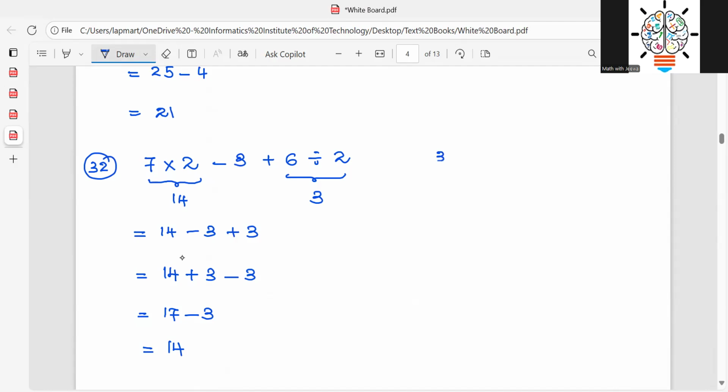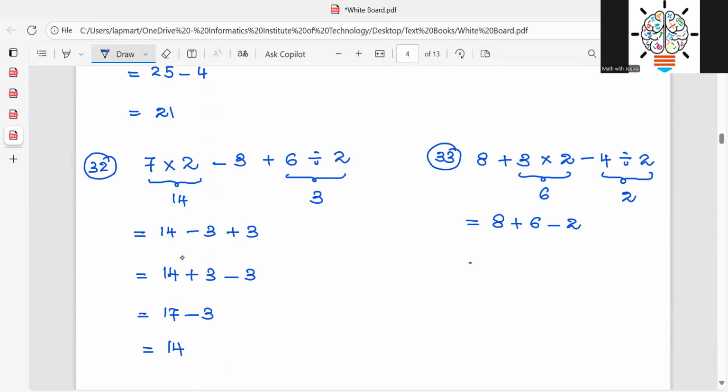So then the 33, I have 8 plus 3 times 2 minus 4 divided by 2. So first I do this 2, and then I do this 6. I rewrite the question, 8 plus 6 minus 2. 8 plus 6, 14. 14 minus 2 is 12.